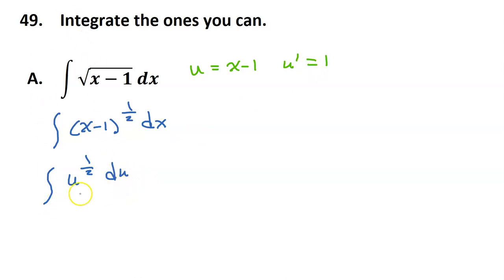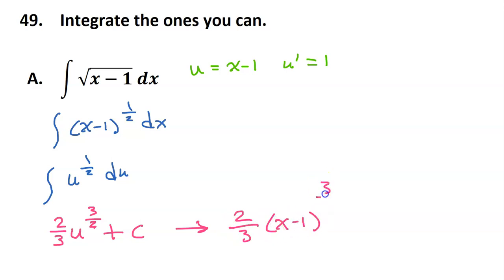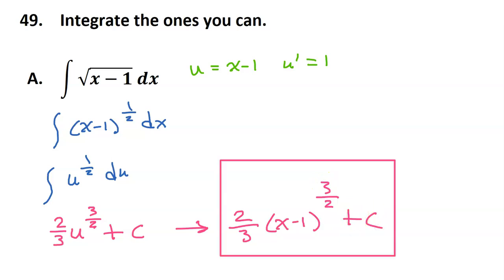We should be able to integrate this using the power rule of integration. We are going to increase the exponent by 1. So I'm adding 2 over 2. So this is going to give me u to the 3 over 2 power. And then I divide by my new exponent. But dividing by a fraction is the same as multiplying by the reciprocal. So I'm going to end up with 2/3 right here, plus c. And putting x minus 1 back in for u, I have 2/3 x minus 1 to the 3/2 power plus c. So we were indeed able to do A.